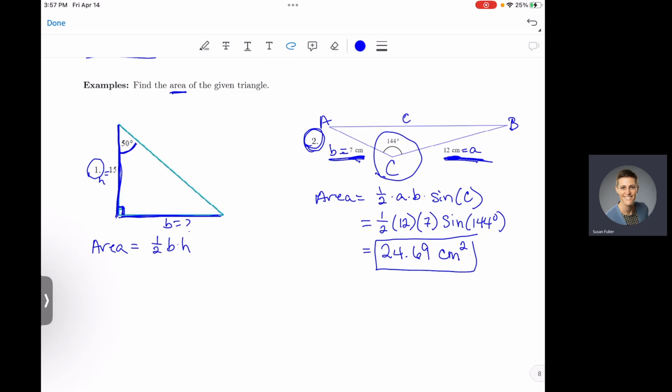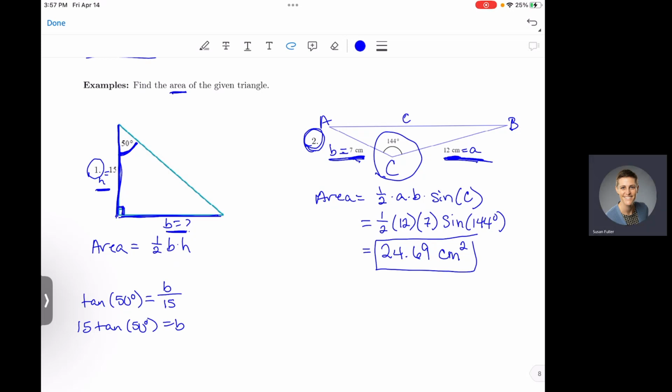The trig formula that links this 50-degree angle, this side B over here, and this side H over here is tangent, right? Tangent is opposite over adjacent. So the tangent of 50 degrees is opposite, which is that B value that we have, divided by the adjacent side, which is h, which is 15. So I'm going to multiply that over, and 15 times the tangent of 50 degrees is going to be equal to my base. Again, I just multiplied both sides by 15 to get to this last step here.